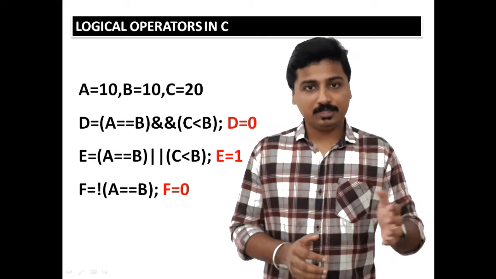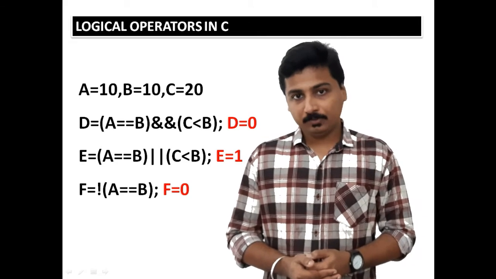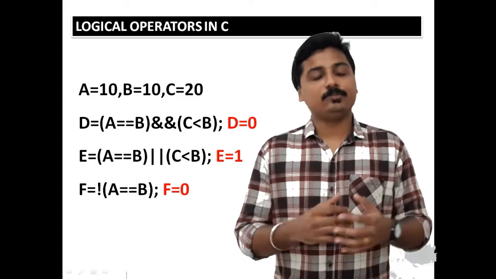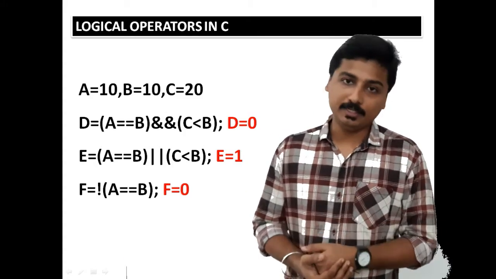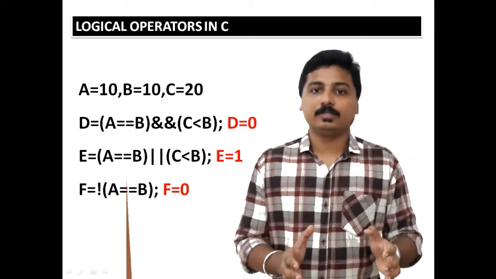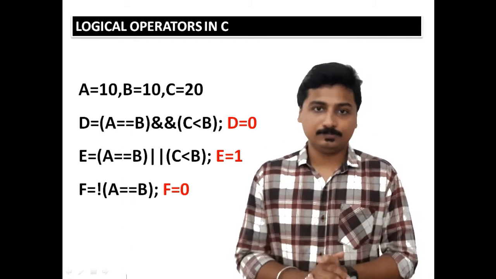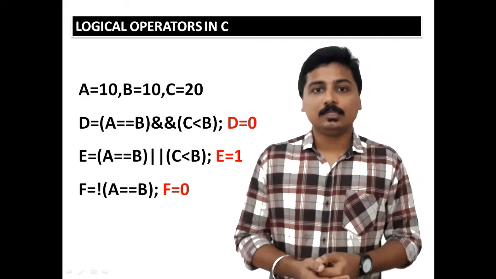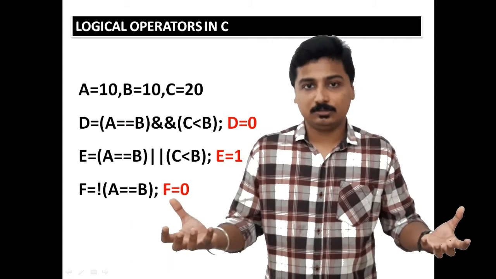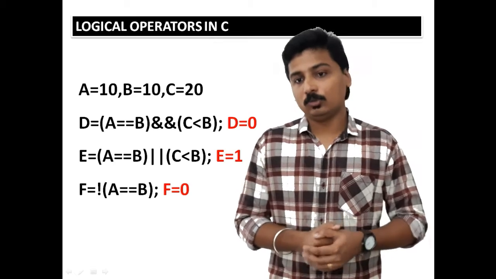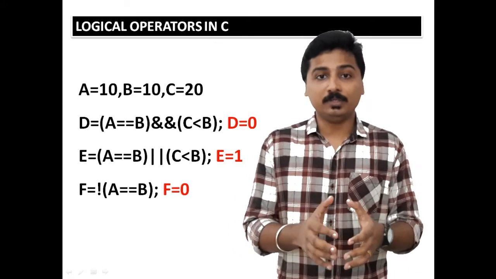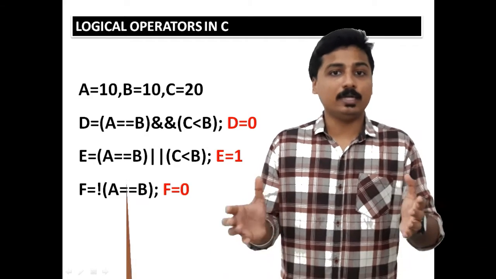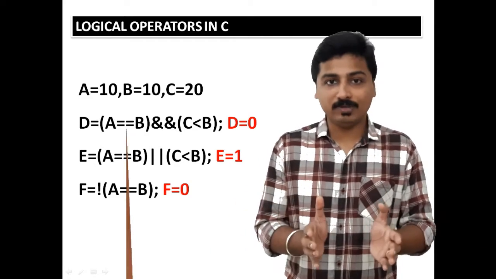Here we are using three variables A, B and C. Different values will be present inside the variables. A contains a value 10, B contains a value 10 and C contains a value 20. We are using the logical operators AND, OR and NOT. In the case of AND, two conditions must be satisfied. The first condition is A equal to B. The value present inside A and B is equal or not. That condition will be satisfied because A and B consist of the same value.